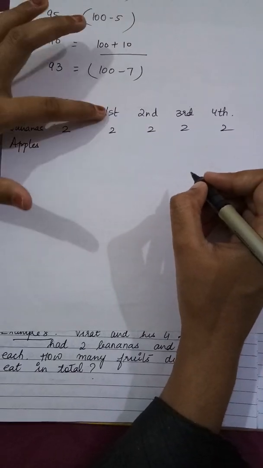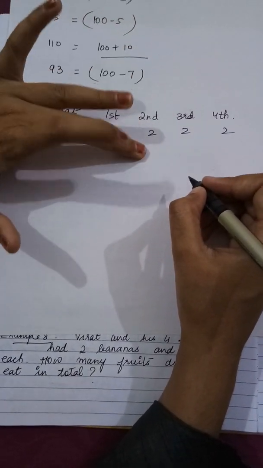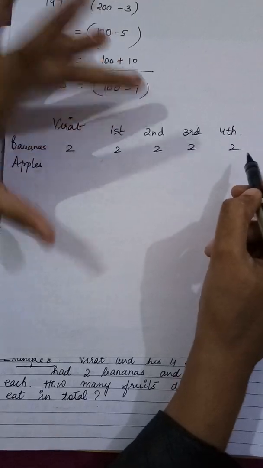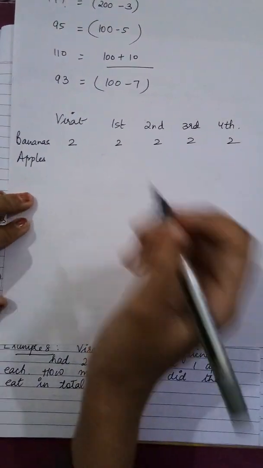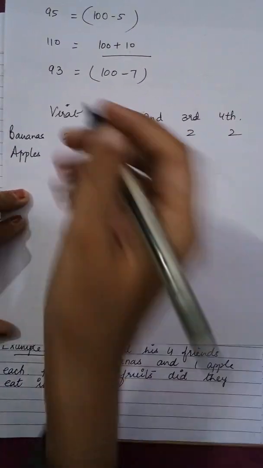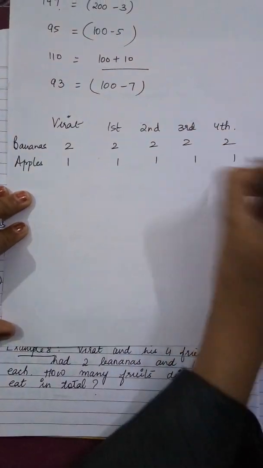Virat is having 2 bananas. First friend is having 2 bananas. Second is also having 2. Third is also having 2. Fourth is also having 2. Apples. Now how many apples are there with each? 1 apple each of them is having.